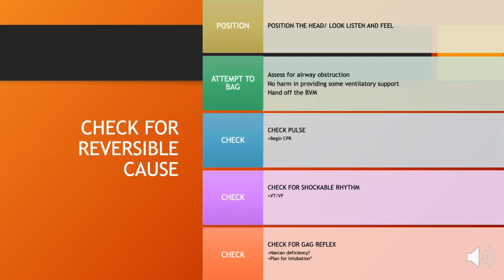So checking for reversible causes include positioning the head, look, listen, and feel, place a nasal trumpet if it's handy, attempt to bag. If you cannot bag, consider management for airway obstruction. And there's no harm in providing some ventilatory support here. Then hand off that bag valve mask and check the pulse. If you don't have a pulse, begin CPR. Then check for a shockable rhythm and treat appropriately. If the patient does not have a gag reflex, consider a Narcan deficiency. Then plan for intubation if that doesn't seem to be the problem.